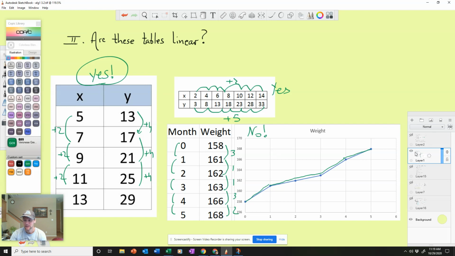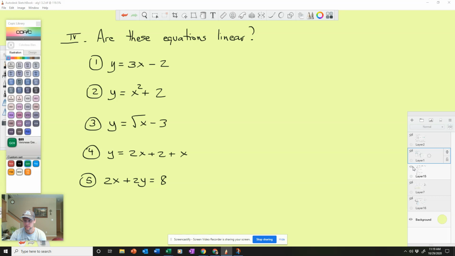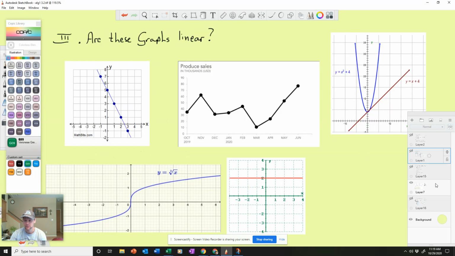Easy, isn't it? Let's take a look at some graphs. Oh, wait, not that slide, this slide. Take a look at some graphs. The question is, which ones of these graphs are linear? Easiest thing in the world. This was a straight line? Yes. This was not a straight line, so no. This red one is a straight line, so yes. This blue one is not a straight line, so no.